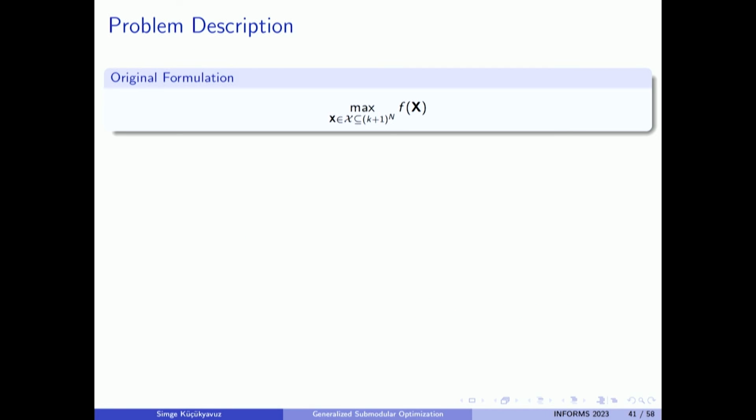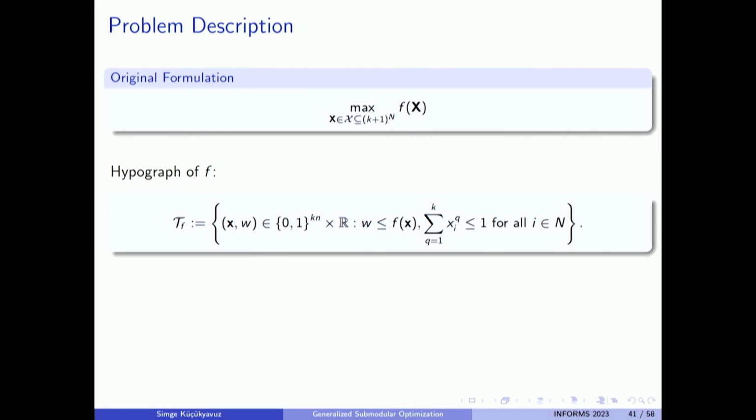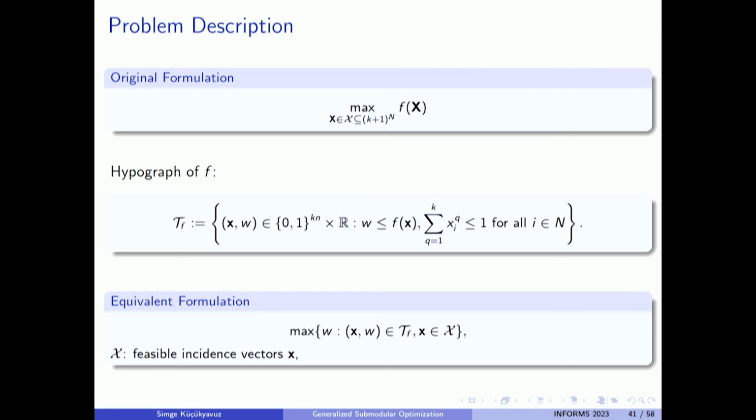And again, we'll take this maximization function. We're going to look at the hypograph like we've done before. I'll call that TF. And we're going to try and turn that into a mixed integer linear program with any constraints. So calligraphic X is going to be any constraints that you might have, cardinality, budget, etc.